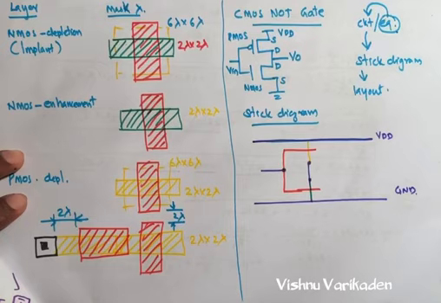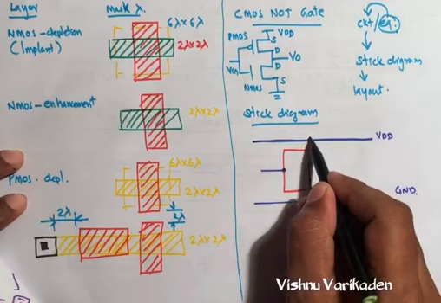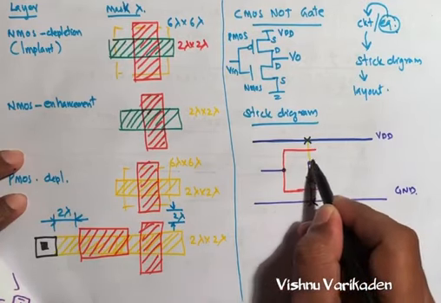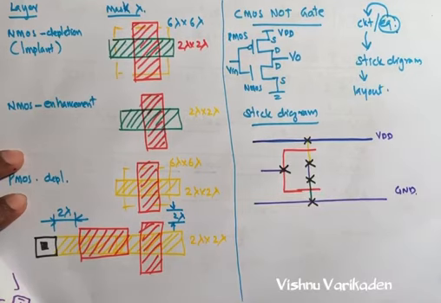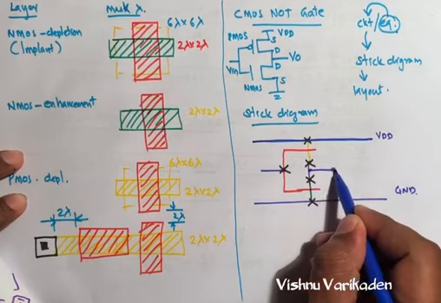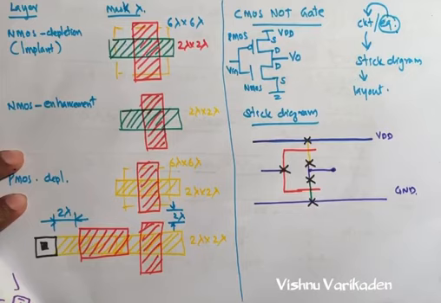So this is our diagram. Now we can make the contact. So this one is a contact, that is shown in black color. This is also a contact, this is a contact, this is a contact. So we can make another metal from the output to the output terminal. Also make the contact. So this is the stick diagram of the CMOS NOT gate.